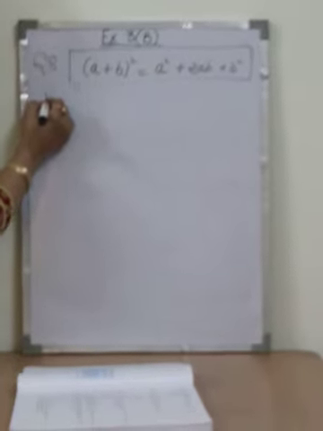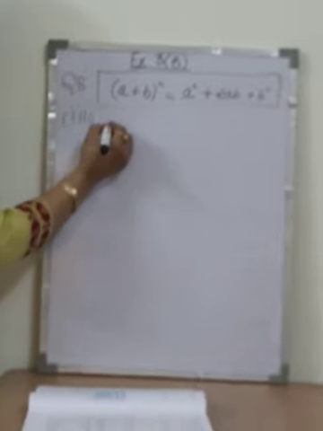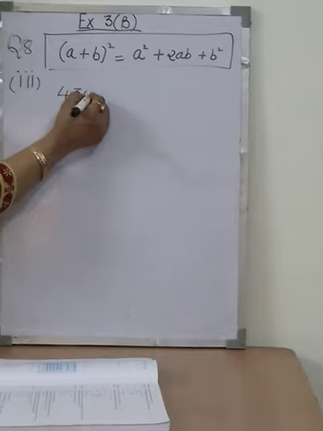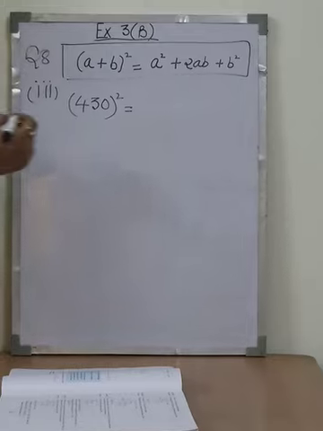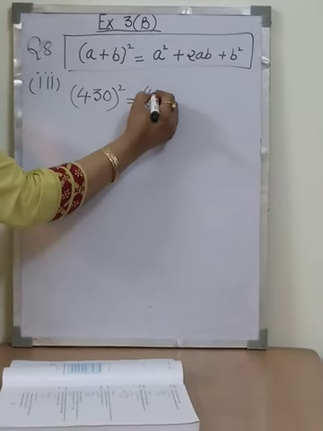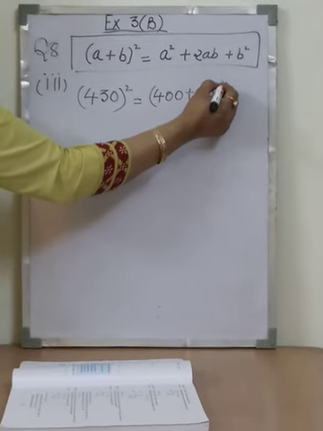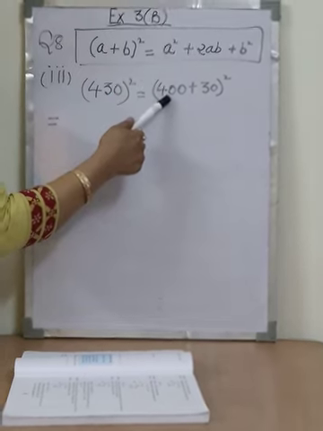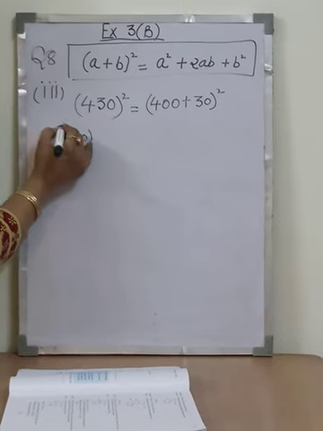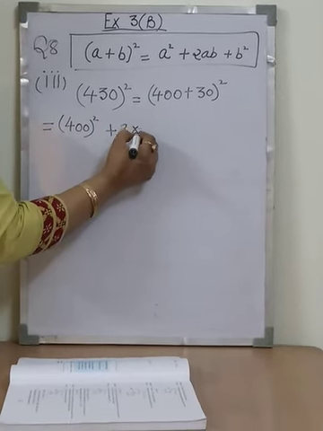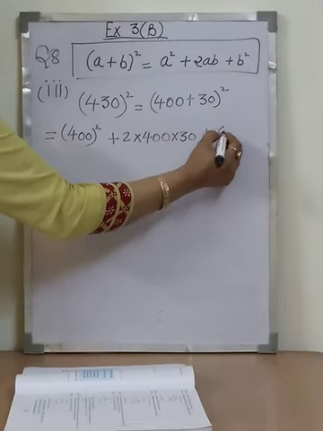Now I proceed with question number 8. It has 3 parts. You have to do all the parts. So I do question number 8, third part for you. It is 430 whole square. We are going to split 430 into 2 parts to make the calculation easier. So in place of this, I write 400 plus 30 whole square. Now the square of the first term, 400 square, plus 2 into 400 into 30 plus 30 square.